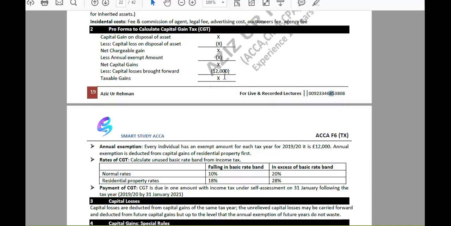The treatment is very simple. We will add both years' capital losses, that's it, and deduct it from the third year. If in year 1 you have a net loss, and in the next year you again have a loss, you will add the losses of both years and deduct it from the third year.